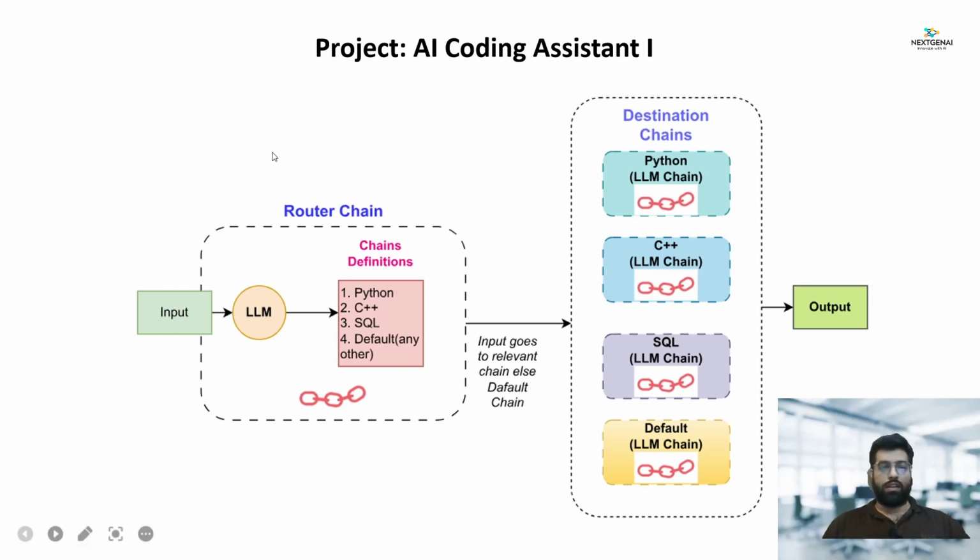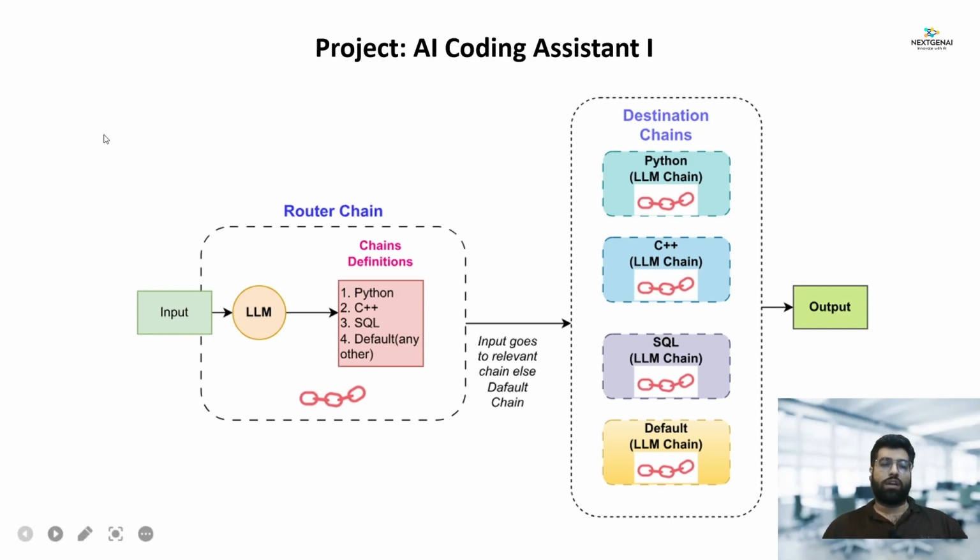The router chain in LangChain consists of two parts: the LLM and the definitions of different destination chains. Here is the input. In our project, the input can be any given coding problem or problem statement. It can be very hard or very easy. It depends upon you which kind of input you give to the router chain.